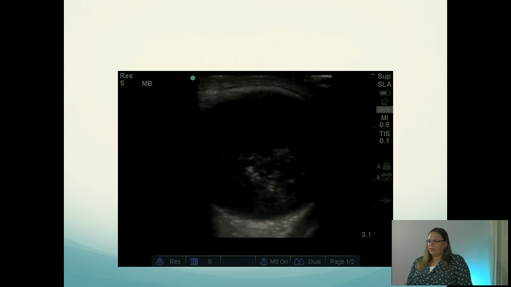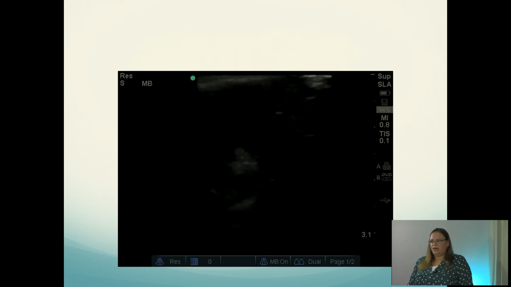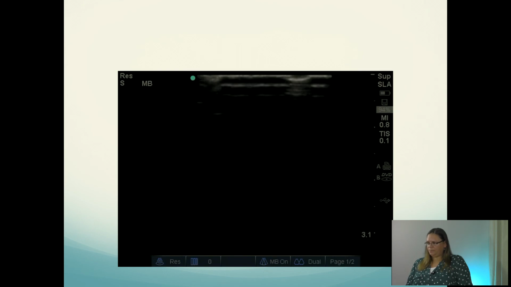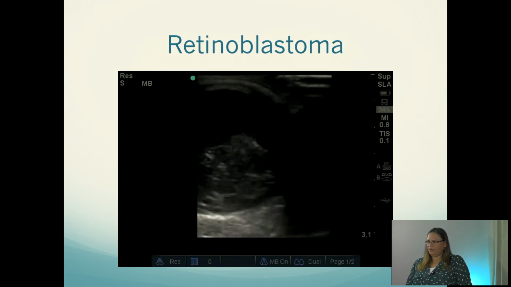Here's another example of pathology you might see, not as common, but you're seeing a hyperechoic mass in the vitreous chamber. And this is an example of retinoblastoma.